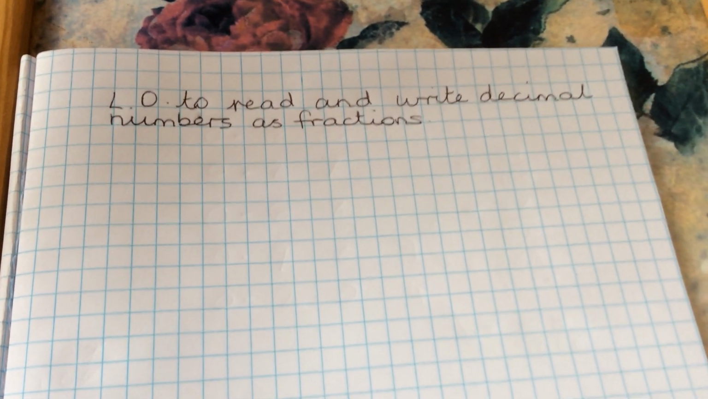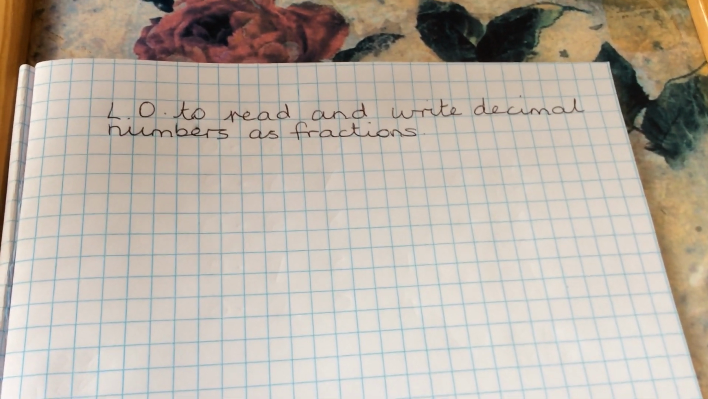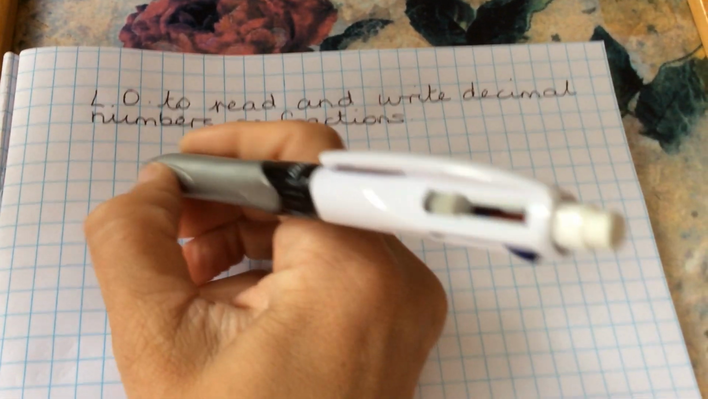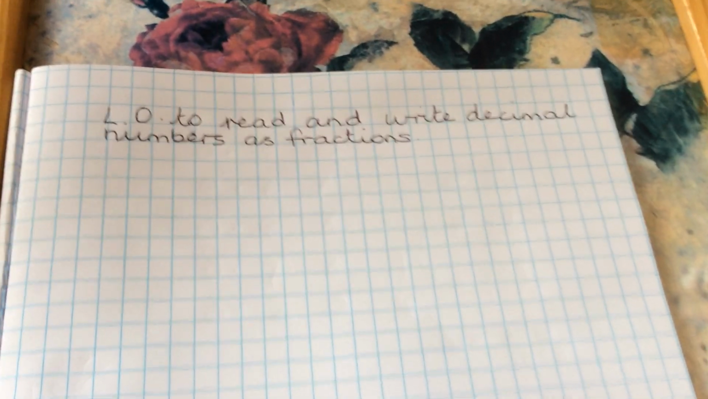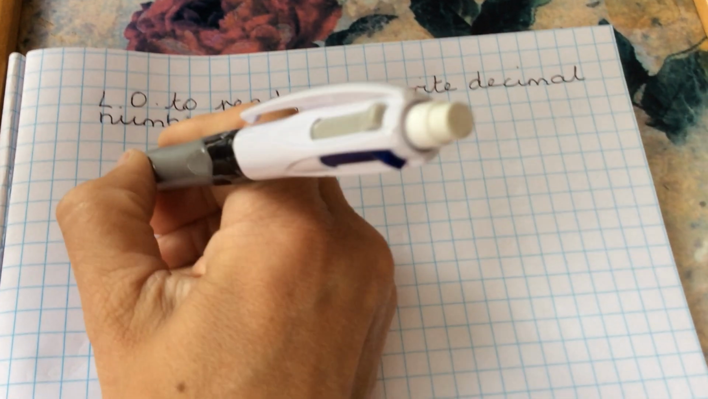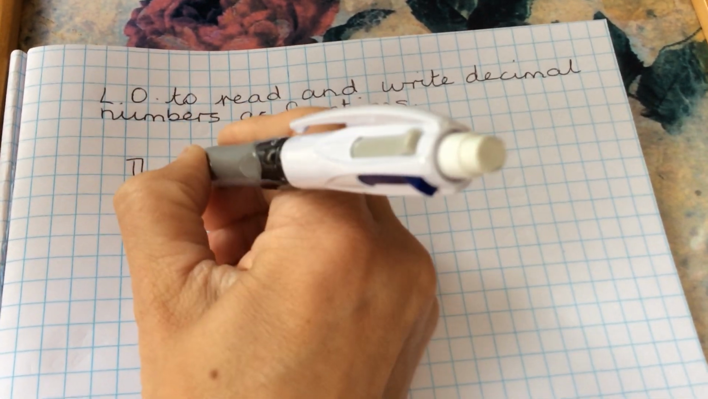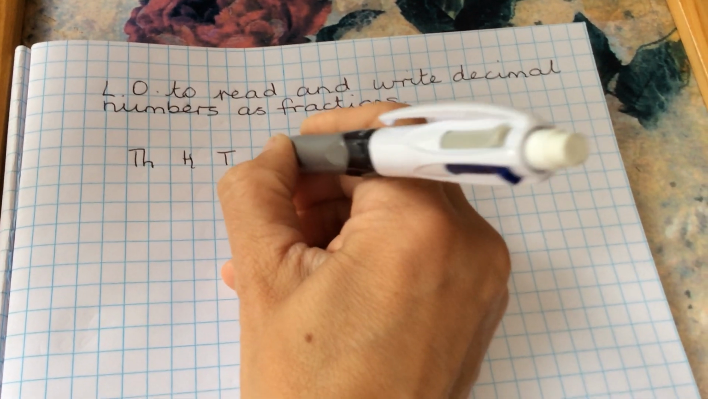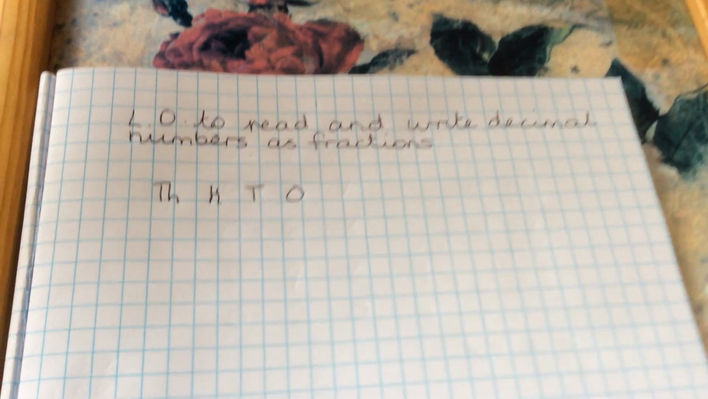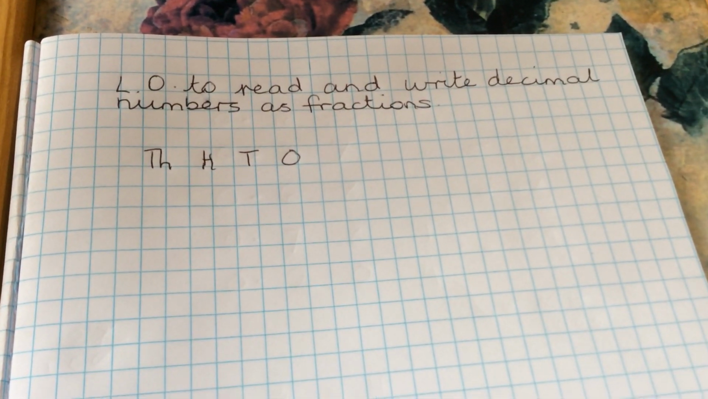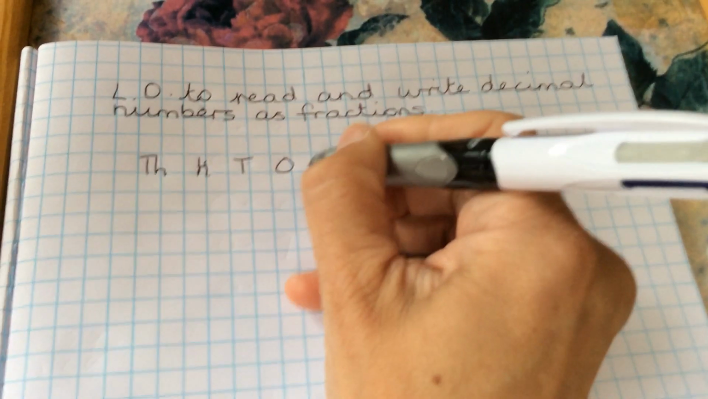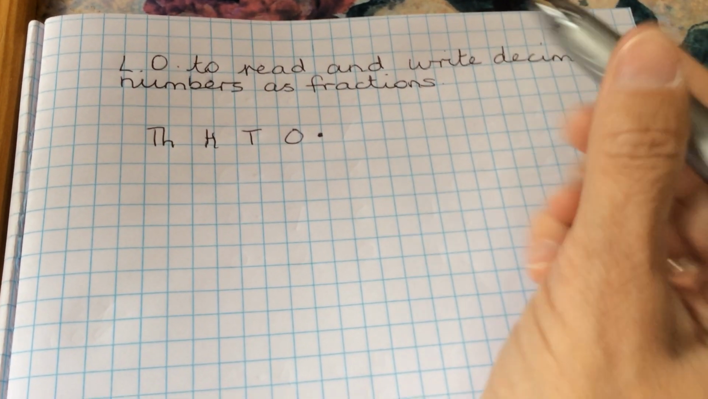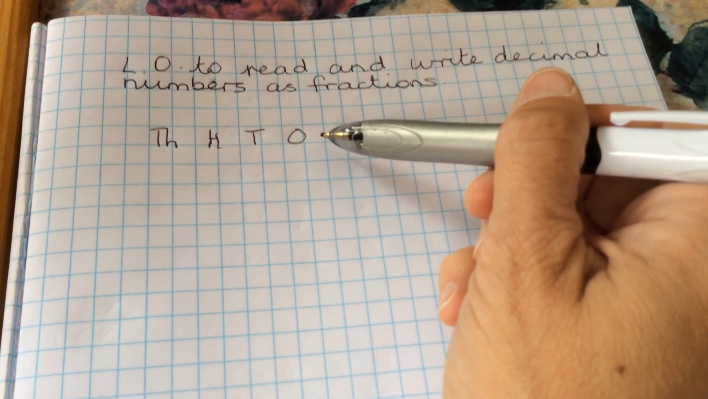So our learning objective is to read and write decimal numbers as fractions. Now, we know that we set out our place value chart. We normally do it in thousands, hundreds, tens and ones, and that's how we've always set out our place value headings. We've learnt in year 5 that after the ones we put a decimal point.